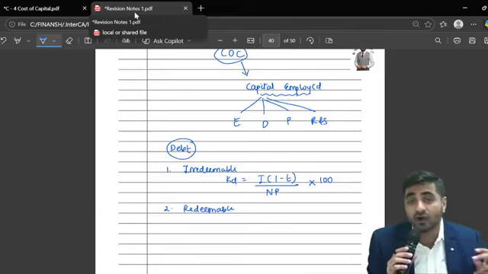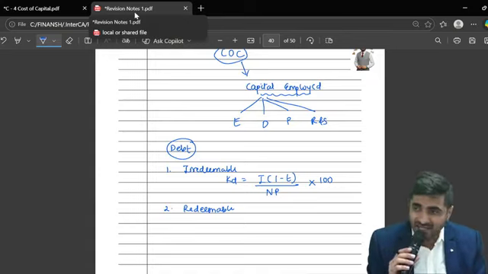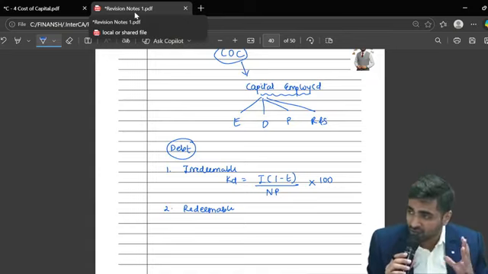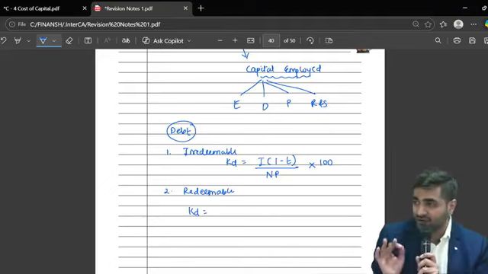So KD is equal to what, everyone? Please tell me what's the formula? Interest into 1 minus tax upon net proceeds into 100. But if it is a redeemable debenture, whenever there is a redeemable debenture, I want the answer in one voice.